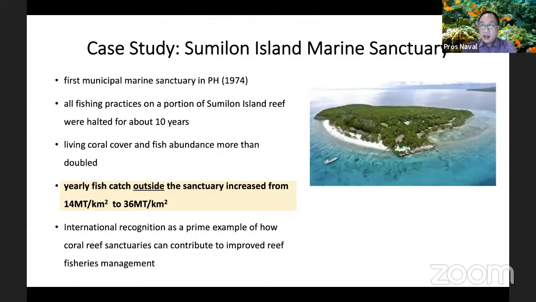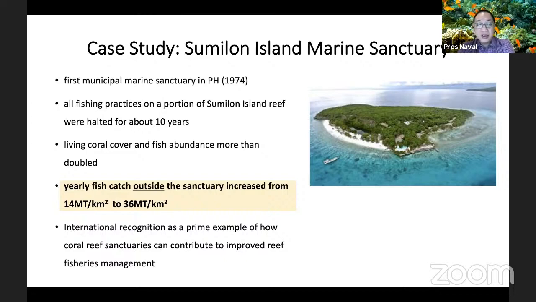Just a case study was done in 1974 in Sumilon Island. This is the so-called Sumilon Island Marine Sanctuary. This is the first municipal marine sanctuary in the country. So in 1974, all fishing was stopped on a portion of the Sumilon Island Reef.